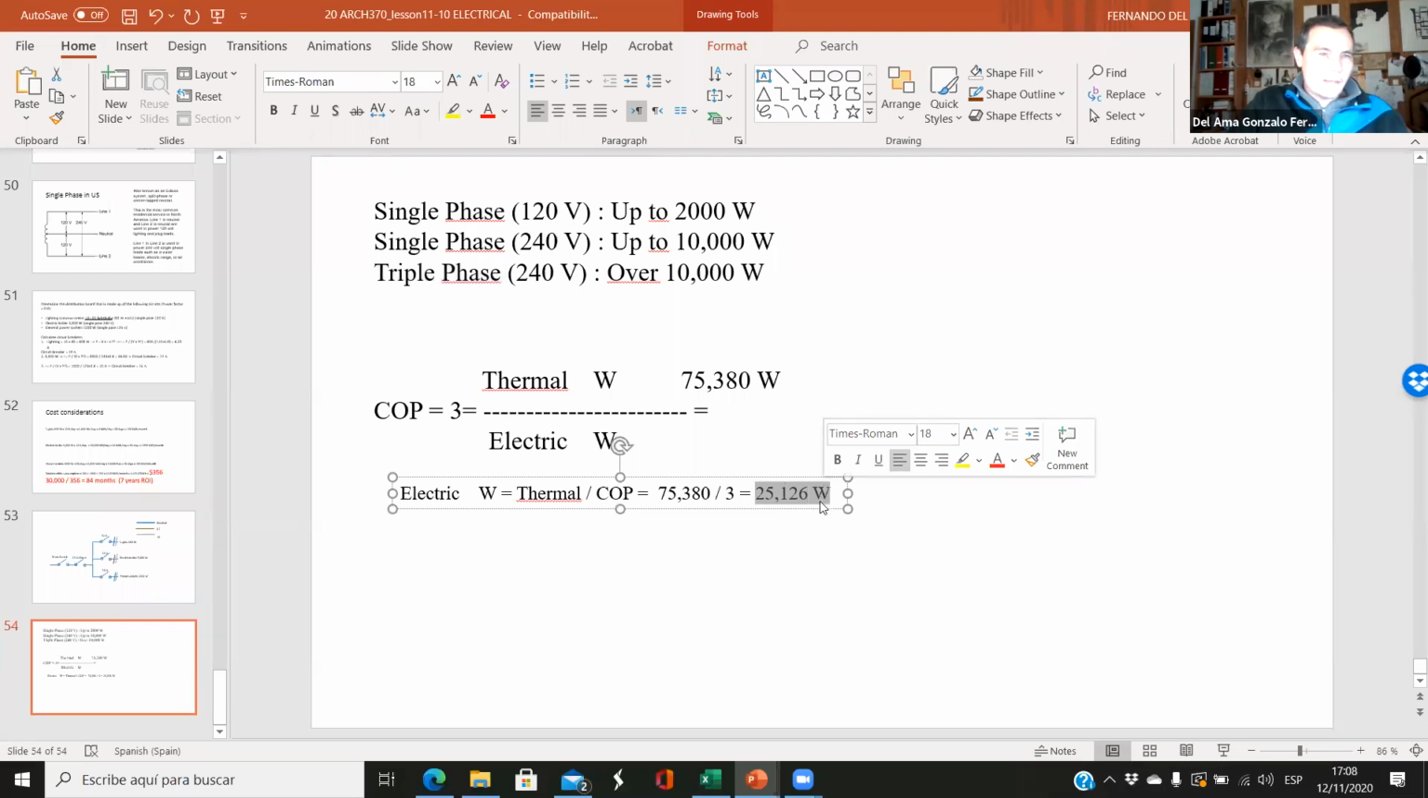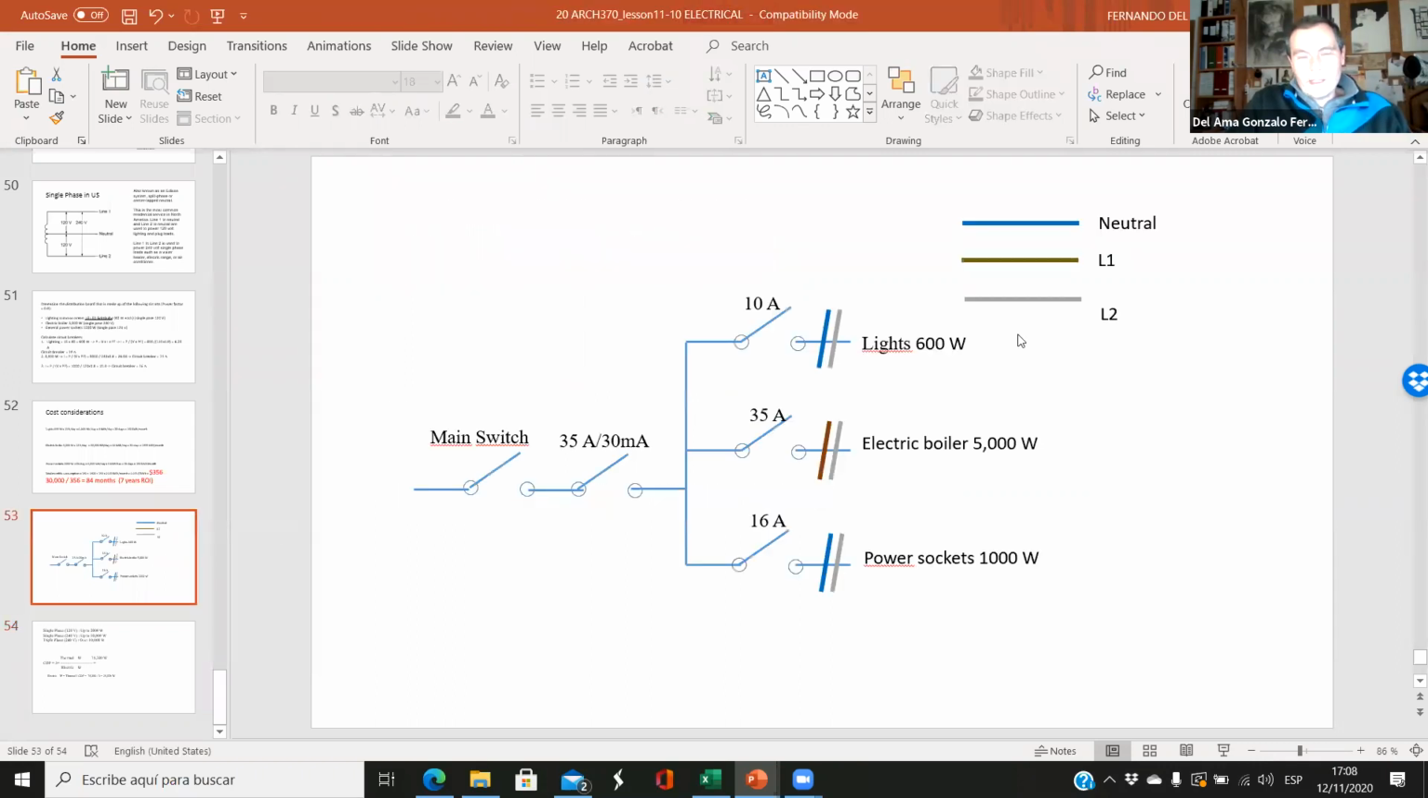Then we will have lights. So that's something serious, and it's not as simple as this. We need to divide this into different circuits, and we need three phase. Probably we need different boards.